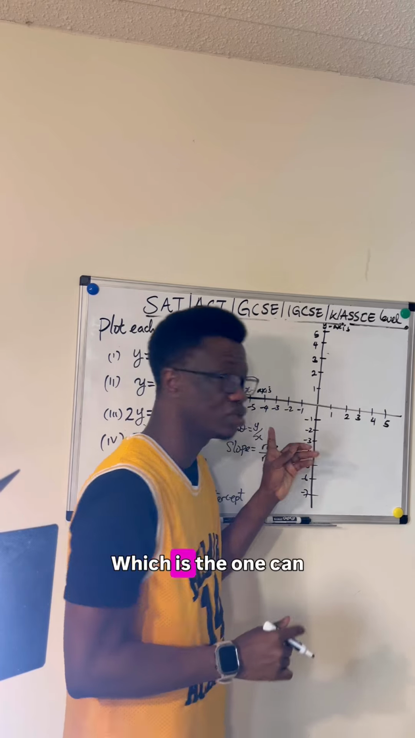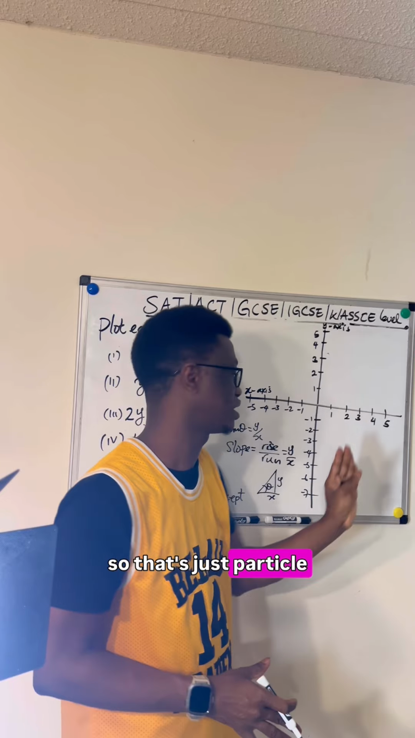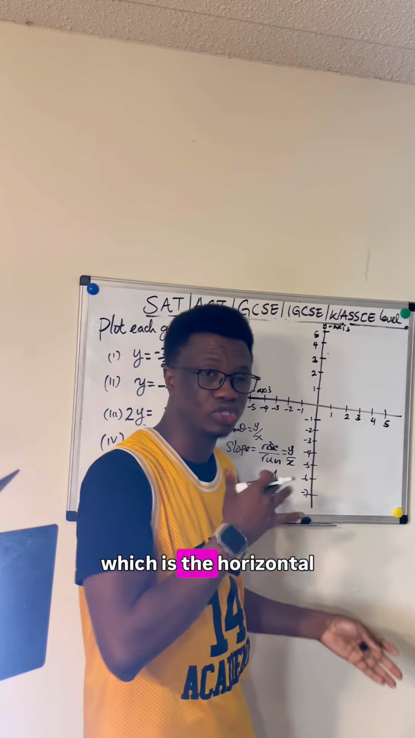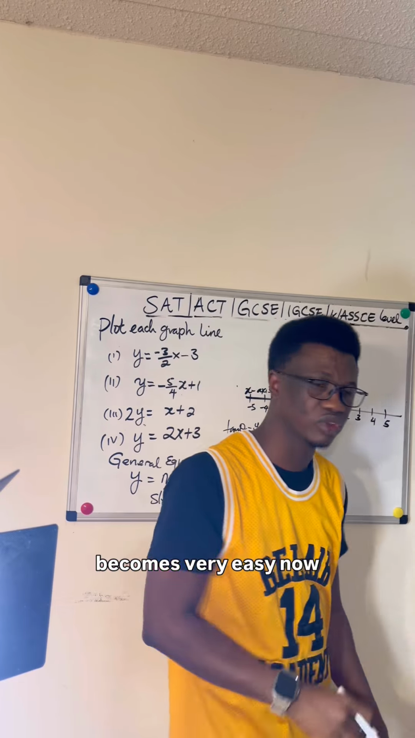Now, this y, which is the rise, can either be up or down, so that's just vertical. And x, which is the horizontal, can go left to right. Once you know that, this becomes very easy.